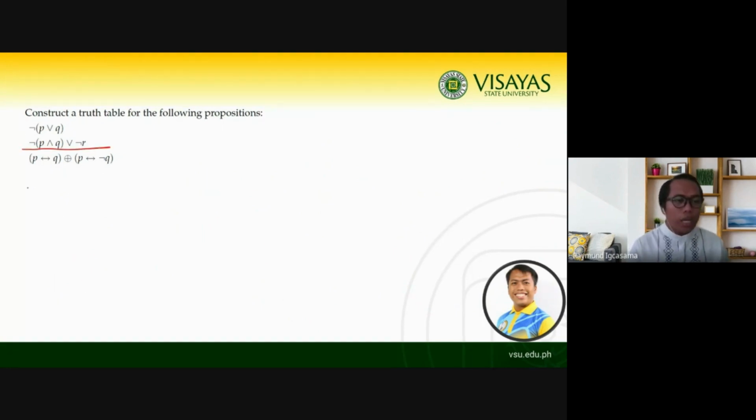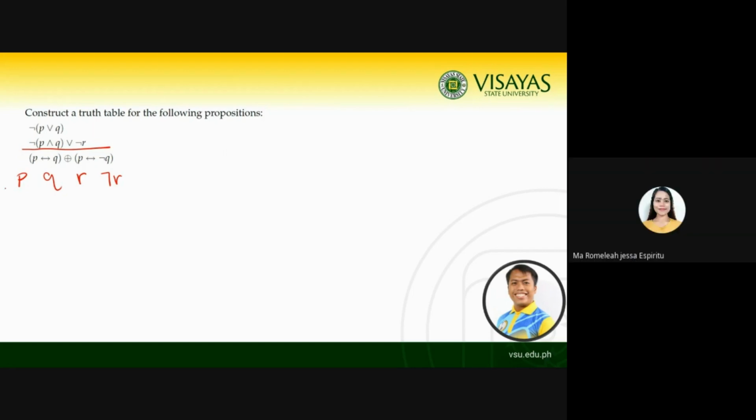Okay, so we need to have P. We also have Q. Then R and not R. We don't put not P or not Q since they are not there; only not R goes here. Sorry, this is not R. So we have three variables. How many rows will that make: 4, 8 or 16? 8. And what is the pattern?